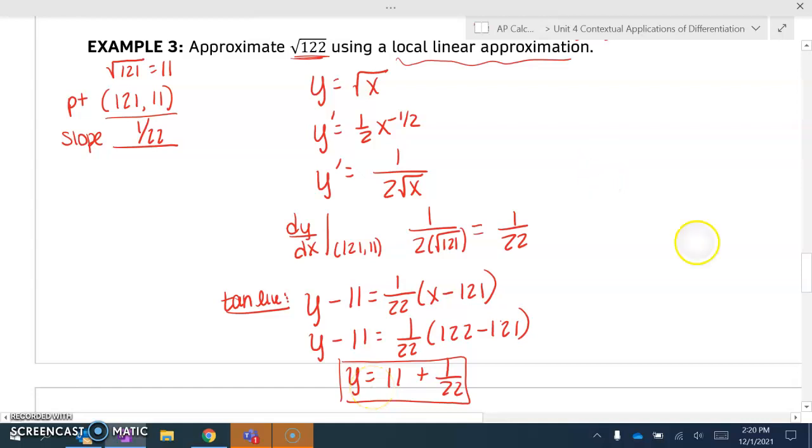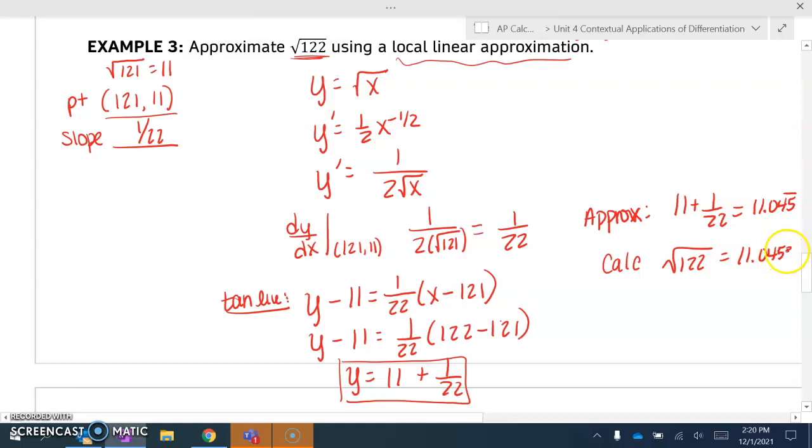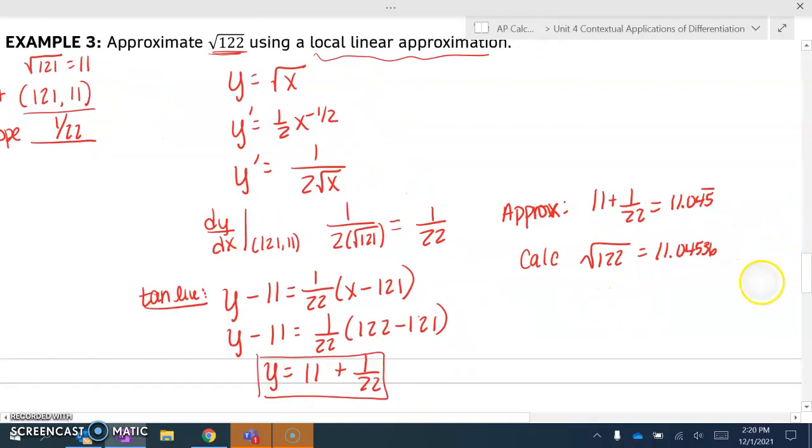And the key thing I want you to notice is if I put in my calculator 11 plus 1 over 22, I get 11.045 repeating. If I put in the calculator the square root of 122, I get 11.04536. So our approximation's good to 3 decimal places. That's pretty good for not using a calculator at all. We're down to the thousandth place. That's awesome, which some people might find cool. Some people might be like, you're a nerd.